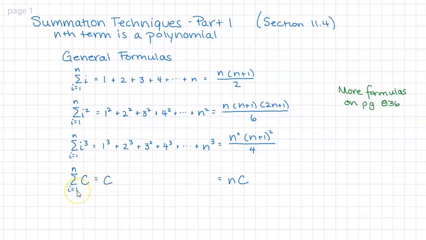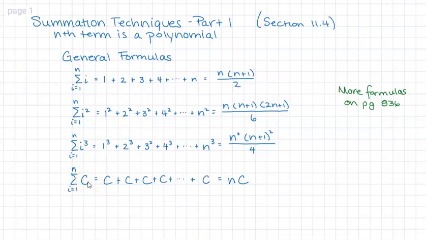And then when i equals 2, what's the value of c? Well, it's still c. And if i equals 3, what's the value of c? Still c. And if i equals 4, what's the value of c? It's still c. And if you kept this up all the way until the end, when i is n, what's the value of c?